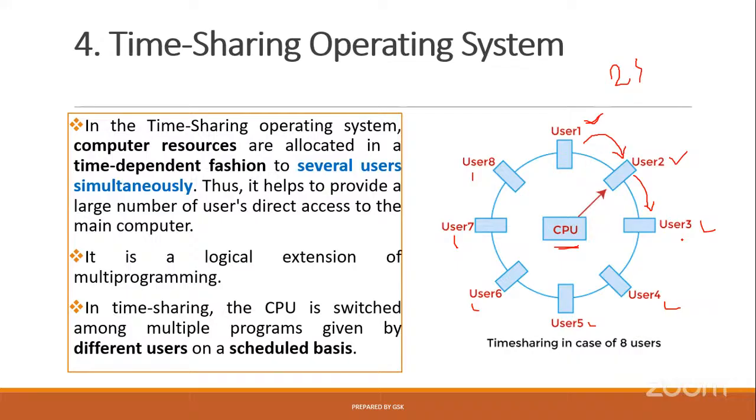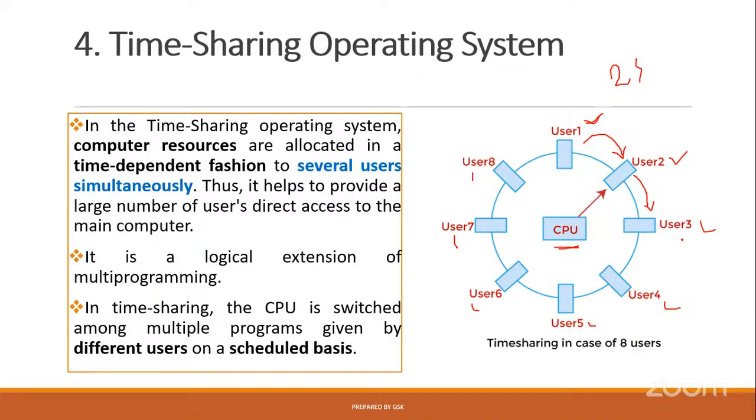So with this, the user may get the feeling that all the users' programs are being executed simultaneously. But actually, that is not true. Internally, the operating system uses the time sharing concept. In the time sharing operating system, computer resources are allocated in a time dependent fashion to several users simultaneously. So it helps to provide a large number of users direct access to the main computer. They are getting the feeling that their jobs are executing simultaneously.